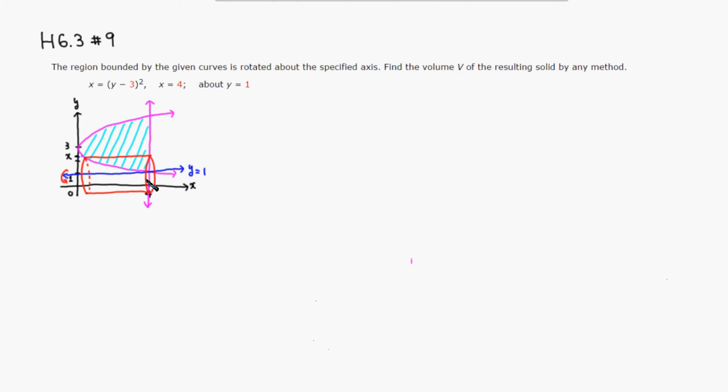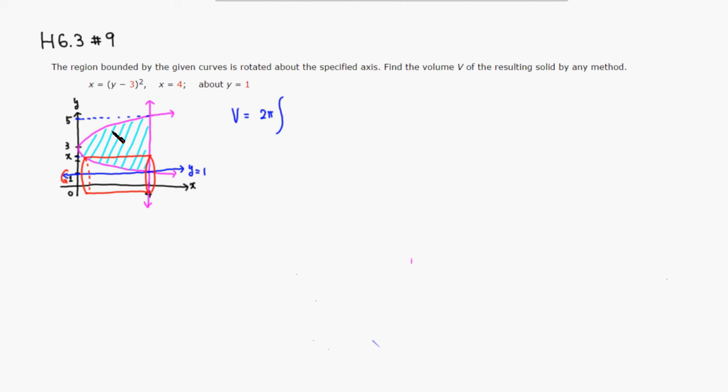All right, so let's set up using the shell method. The volume is going to be 2 pi as always, then an integral. So we have to find the limits of this region here. The region is going to start from, let's see, here. This is at 1. And here, it's going to be 5.